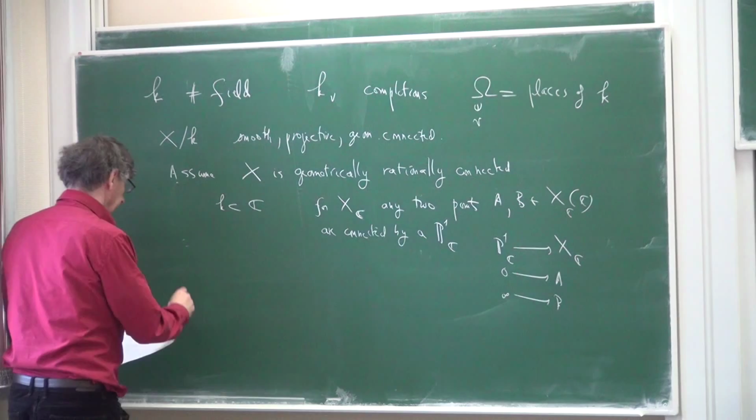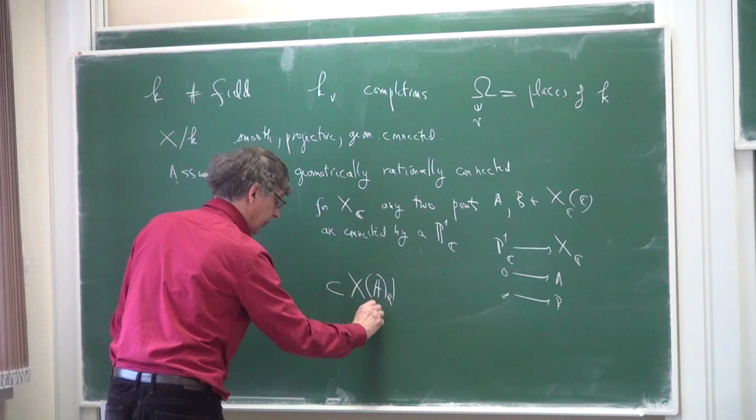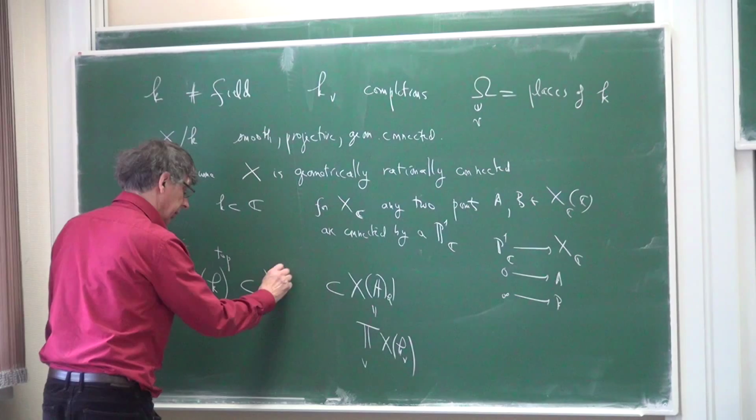Okay, and then we consider the general inclusions which we have, X(K), the set of rational points, sitting in X(A_K), the adelic points, which is the product over all v of the local points. And here we have a topology, so we can take the closure. And then I mentioned that in the middle, there's a closed subset of this set, which is the Brauer-Manin set.